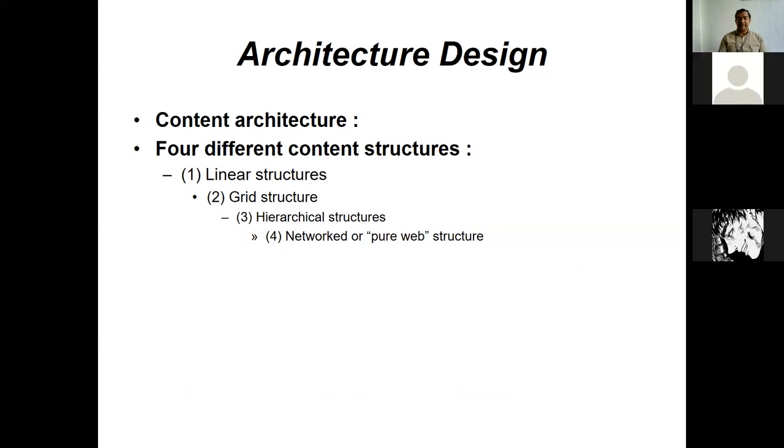Okay, when somebody asks what architecture design is, you should be in a position to tell them. Then the next question comes: what are the different types of these architecture structures? You should be able to tell that we have linear architecture, grid architecture, hierarchy architecture, and network or pure web structure architecture. Something related to networking only.